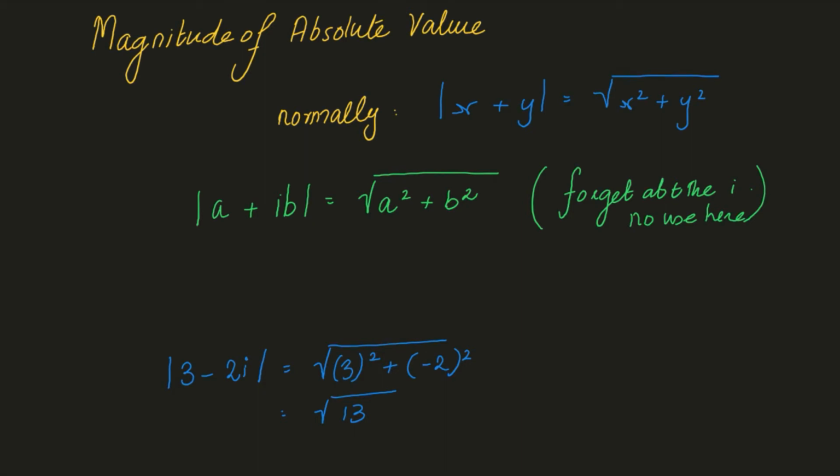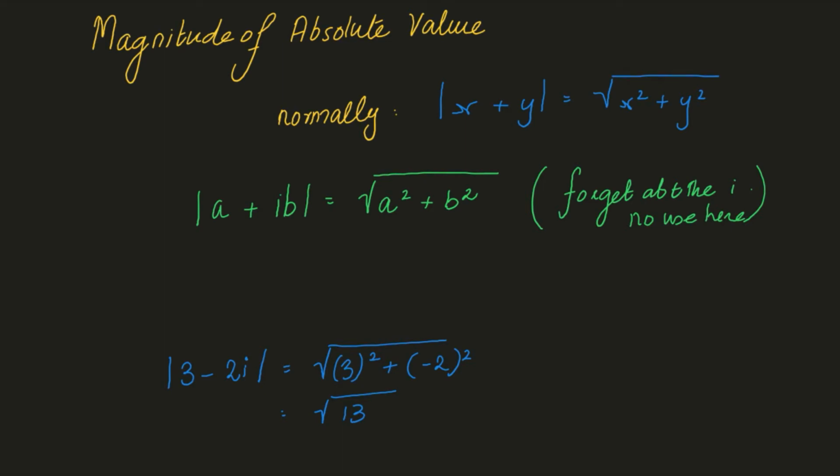For example, if you have to find out the magnitude of a plus ib, or the modulus of a plus ib, you will simply write root of a squared plus b squared. You will not write i when you're writing this formula, right? Under root of a squared plus b squared. So we won't really consider the i. Forget about the i, there is no use here, as written in the bracket.